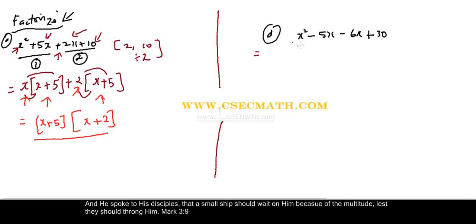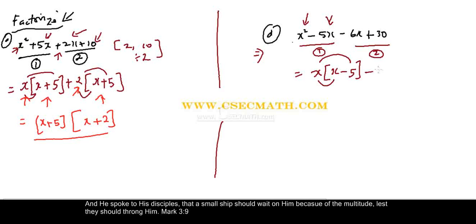For question number D, as usual, I would be grouping x squared negative 5x as group 1, and then negative 6x positive 30 as group 2. Clearly from x squared negative 5x, x can be chosen as a factor. When I do that, I would be left with x negative 5, because x multiplied with x would give me x squared and x multiplied with negative 5 would give me negative 5x. The sign between the terms is negative.